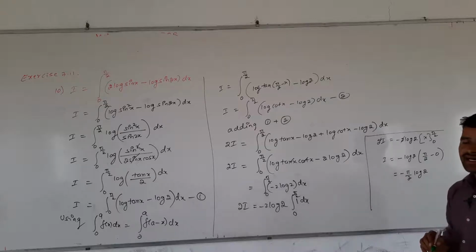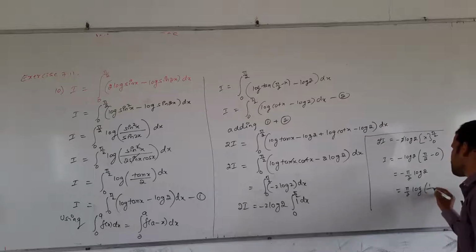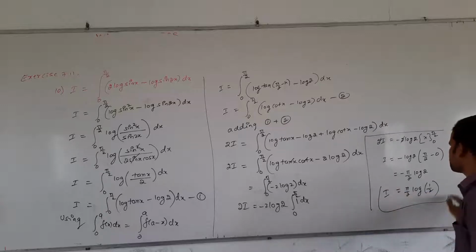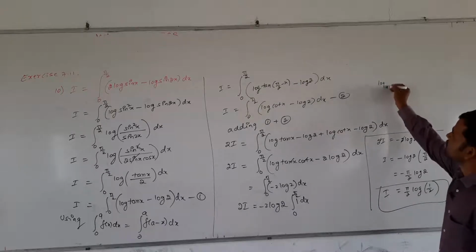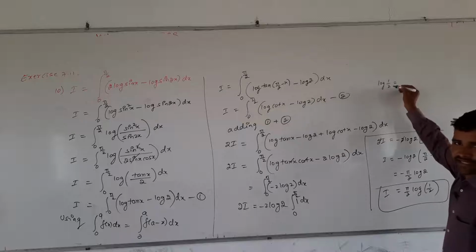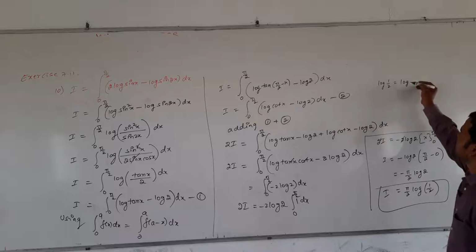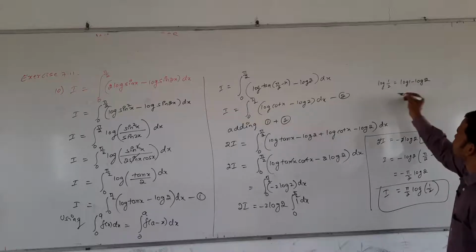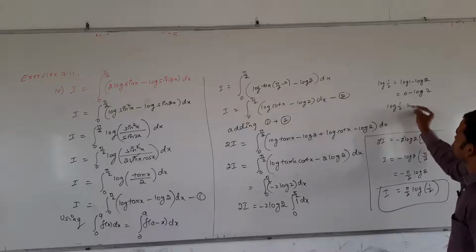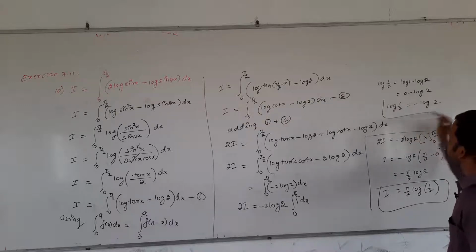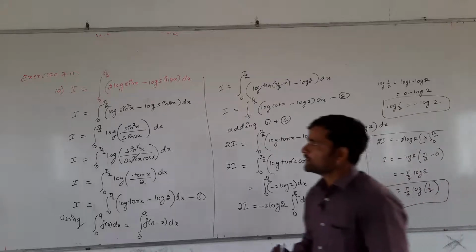You can leave it here. Otherwise, pi by 2 into log 2 can be written as log of 1 by 2, because minus log 2 is equal to log of 1 by 2. You see, log of 1 by 2 is in the form log of m by n. Log m by n is equal to log m minus log n, means log 1 minus log 2. Log 1 value is 0, 0 minus log 2 means log of 1 by 2 is equal to minus log 2. Yes, with this we are writing here. Answer is pi by 2 into log 1 by 2.